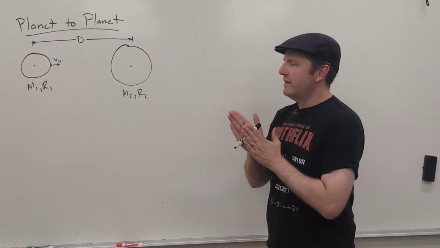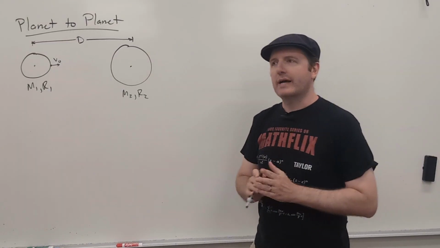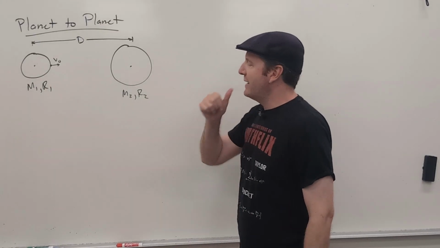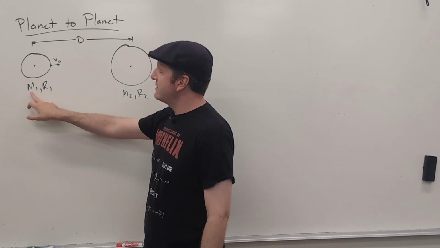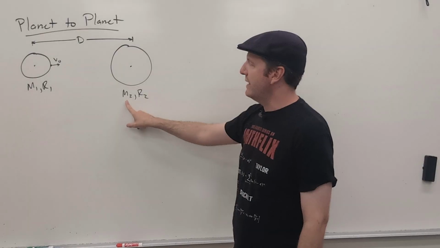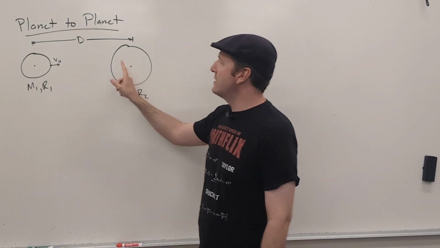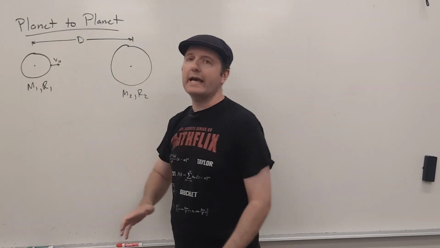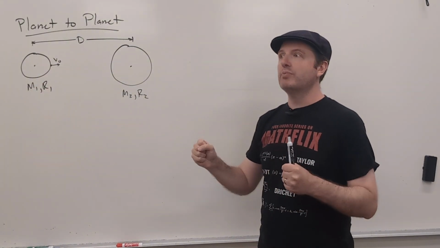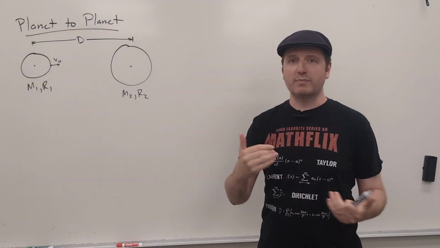Okay, let's look at a little bit of a more planetary motion type thing. Let's say that we have two planets. One has a mass of m1, one has a mass of m2, one has a radius of r1, one has a radius of r2. The center-to-center distance between the planets is d, and somehow, magically, these two planets are maintaining a fixed distance between each other.